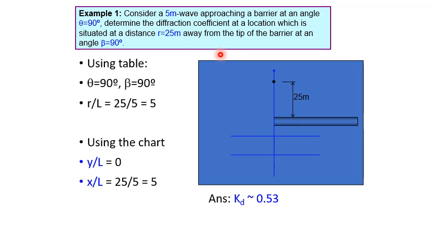Alternatively, we can also use the chart, because x here is the distance of the propagation, x equals 25 meters. Y is the direction along the wavefront. So at this position, y equals 0. So if x over L is 25 over 5, and y over L is 0, then you can also use the graphical method to find the Kd value, which is approximately 0.5.